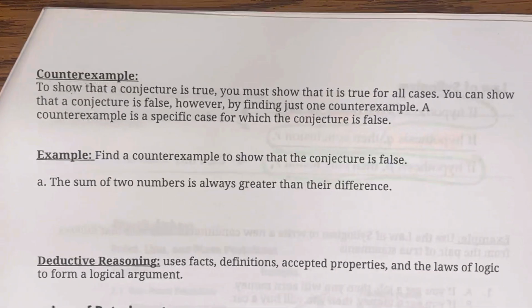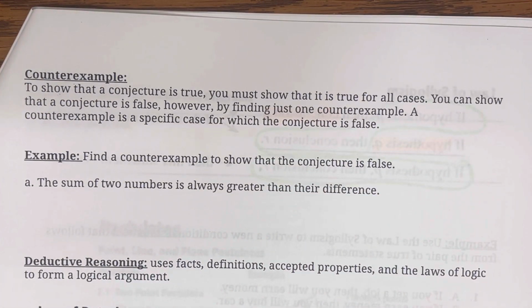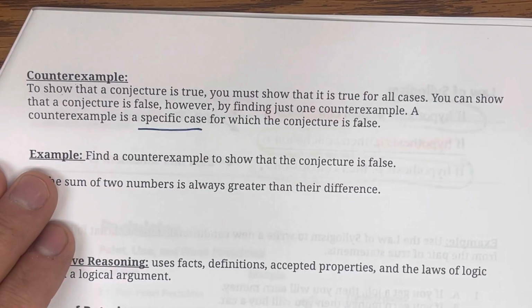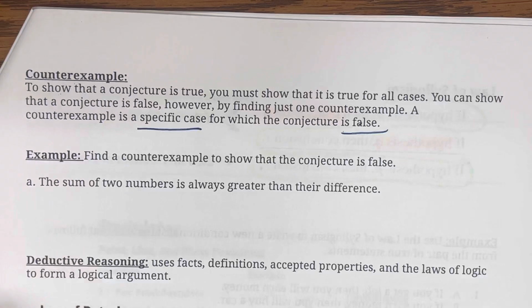A counterexample is a means of showing that something is false. To show that a conjecture is true, I have to show that it's true for every case. I have to prove it's true without a reasonable doubt. For me to show something is false, I just have to give one counterexample. And a counterexample is simply a specific case, so just one example for which the conjecture is false.